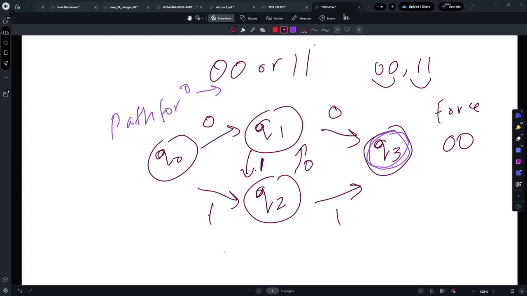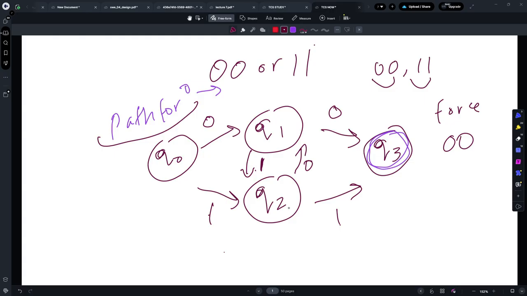So if I send a 0 on this path for 0. So this is the path for 0, and this is the path for 1. That's why you make two different paths, because they are going in two different directions. 0, 0 or 1, 1, both can be accepted. So if you only decide to do 0 and 0, you get accepted. Or if you only decide to do 1, 1, you also get accepted.